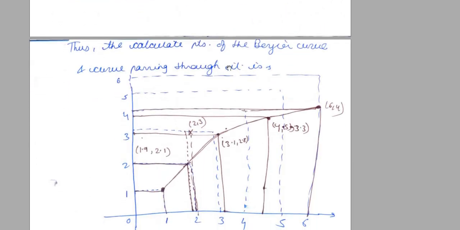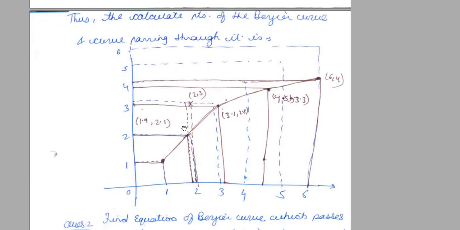Thus, after calculating all the points of the Bezier curve, we have to plot all the points. My first point is 1 comma 1, the second point is 1.9 comma 2.1, then we have 3.1 comma 2.8, then the second last point is 4.5 comma 3.5, and the last point is 6 comma 4. You have to plot this curve as well.